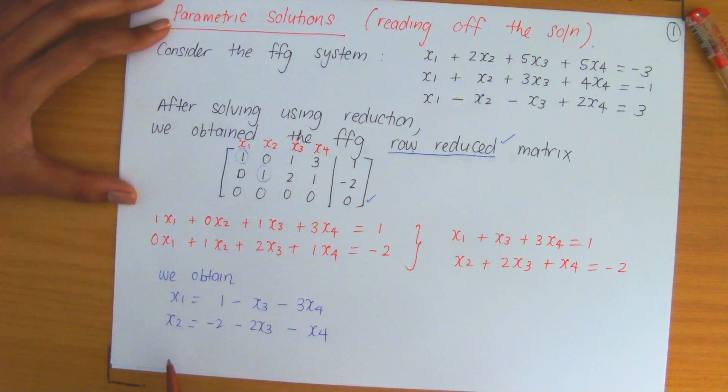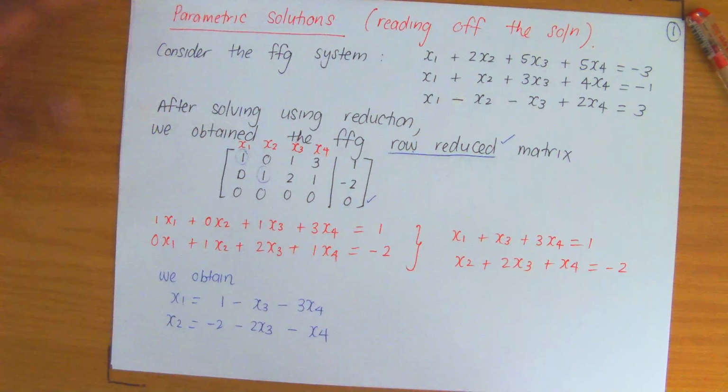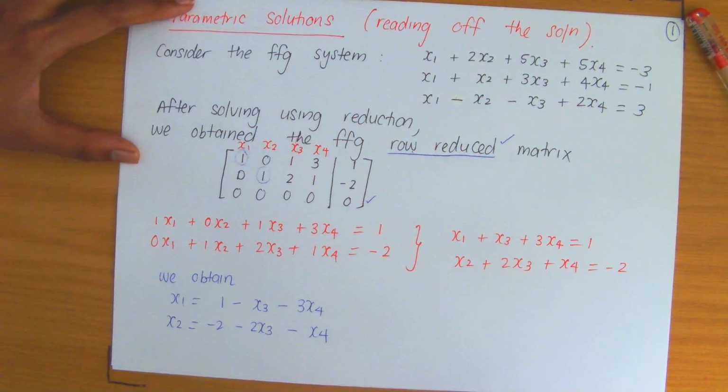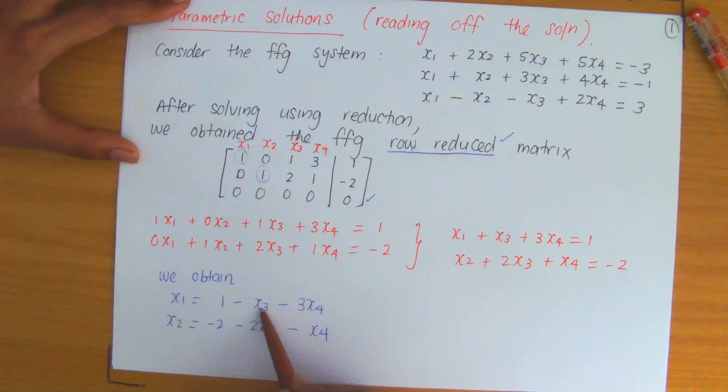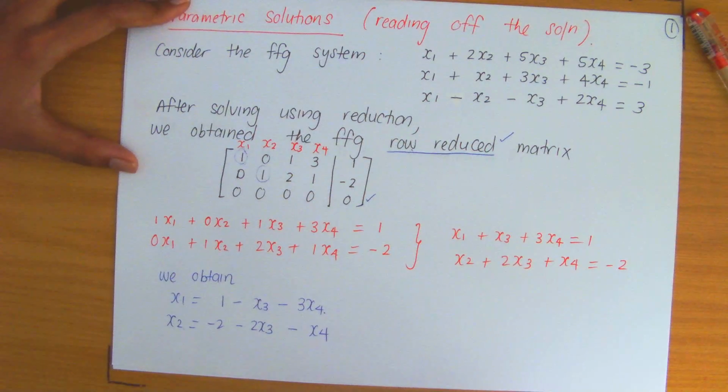Observe something about this. Both x1 and x2 depend on what you plug in for x3 and x4. So that means for every value of x3 and for every value of x4 that you put in, you will obtain a new solution for both x1 and x2. There are infinitely many choices for x3 and x4, which means we are going to have infinitely many solutions for x1 and x2. We place no restriction on what you can plug in for x3 or x4.